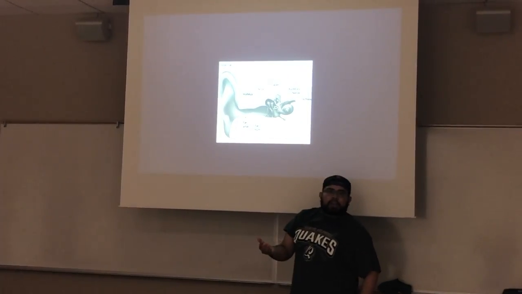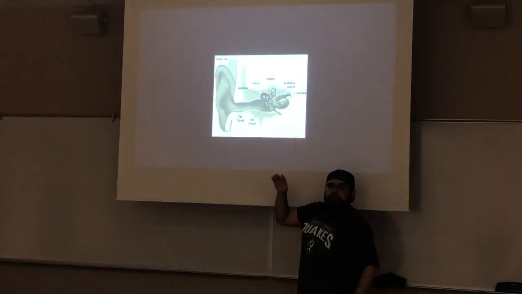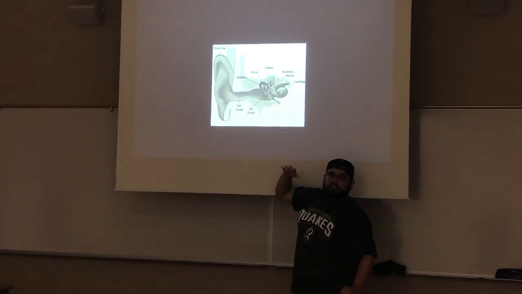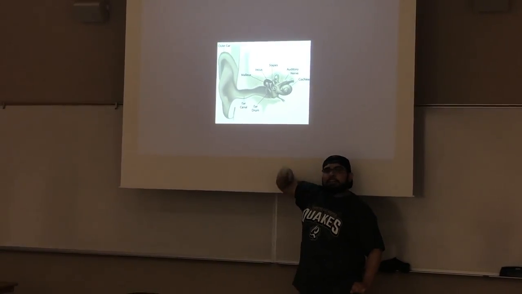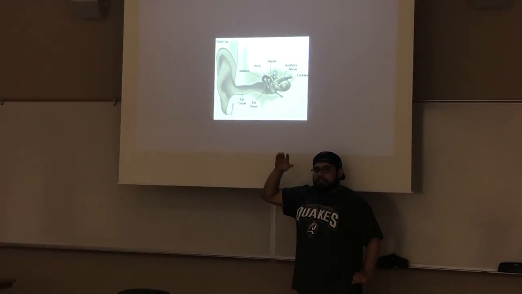Now you may be thinking, how about volume? Volume is translated in terms of how vigorously the basilar membrane inside the cochlea vibrates. If you have a loud volume, it's going to vibrate more vigorously. If you have a low volume, it's going to vibrate less.